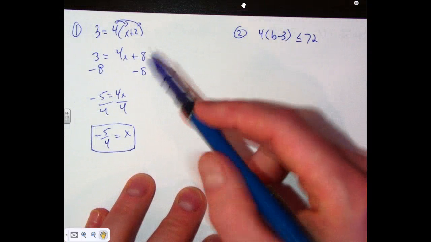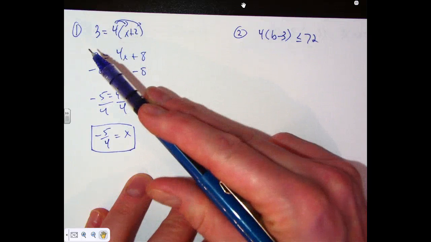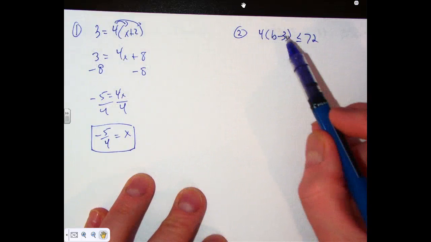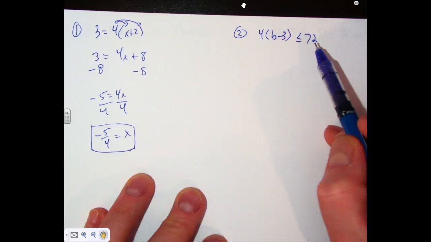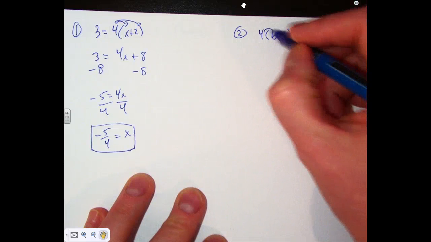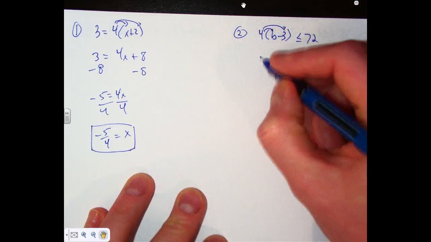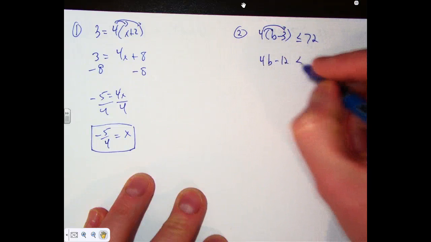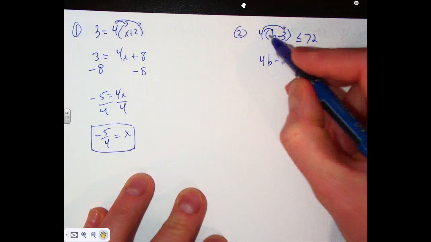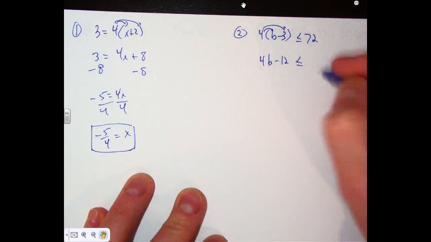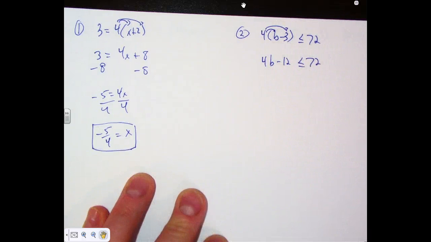For number 2, it's an inequality, but it's very similar. A number times parentheses, number on the opposite side. So first thing we'll do is distribute the 4. That gives us 4b minus 12, because 4 times b is 4b, 4 times negative 3 is negative 12, less than or equal to 72.